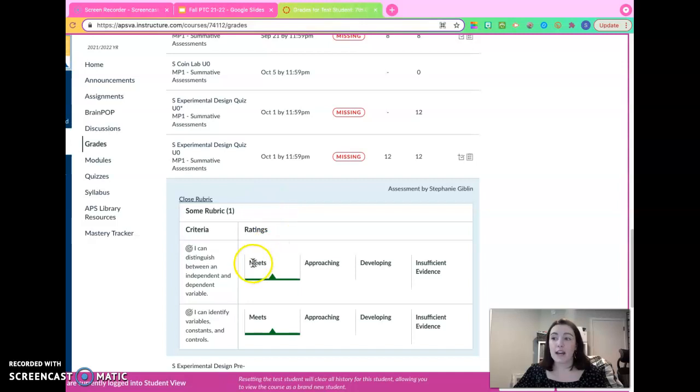If your student does not successfully achieve meets, which is complete mastery of the topic, they're always allowed to revise and retake their assessments as many times as they need to before the quarter ends.